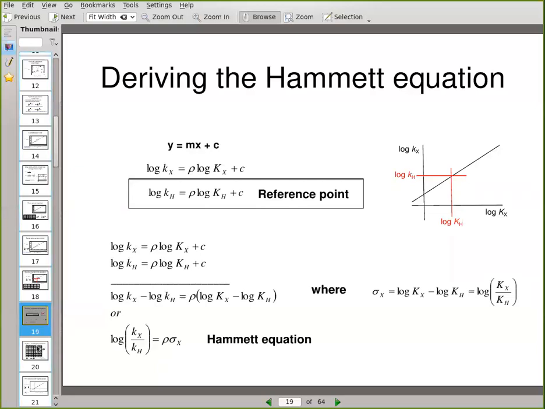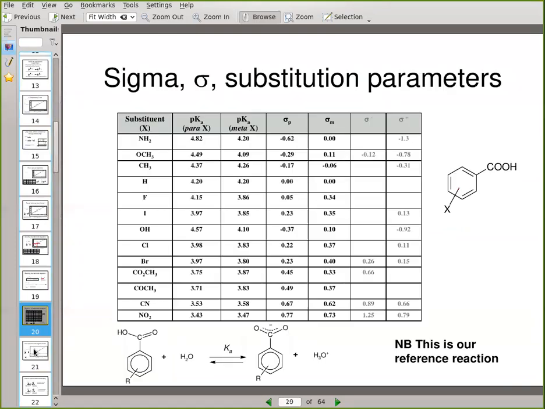Okay, but maybe it'll be clearer if we have a look at a specific example. But firstly, before I look at a specific example, don't be put off by this. Don't forget that we've got a reference reaction, which is over here. I might represent the benzoic acids using a marker structure.